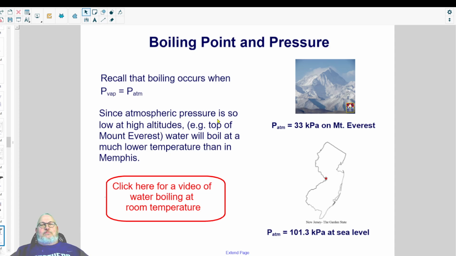All right, now let's look at boiling point and pressure. So boiling will occur when the vapor pressure equals the atmospheric pressure. Now, if you were to go on top of Mount Everest, your atmospheric pressure becomes much lower. All right, so that means what? That the water will boil much, much lower than when we're in Memphis, which is almost at sea level. Right? We'll watch a little video about that.